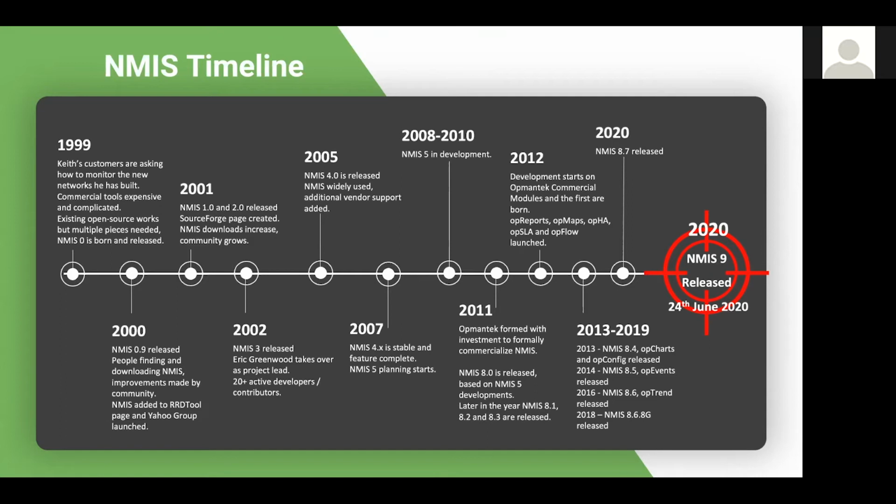And in 2012, we started developing the Opmantek commercial modules. That's what our customers asked for. They said, NMIS is great, we want all these other features. So we started adding products like opReports, opMaps, opHA, opSLA, opFlow. And then from 2013 to 2019, we released NMIS 8.4, 8.5, 8.6. NMIS 8.6 has been very, very stable.